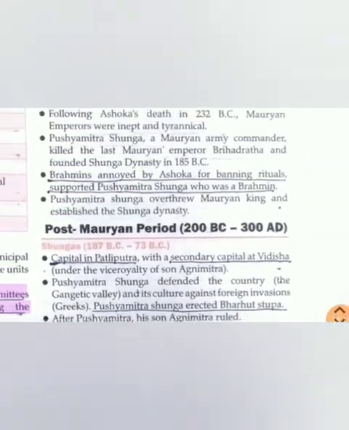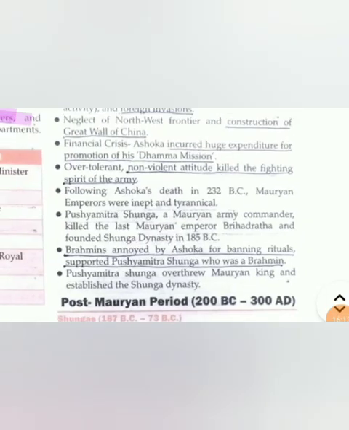So next, we are going to understand the 7 elements of state, or Kautilya's Saptanga theory. As we know, Kautilya's book Arthashastra discusses the administration of the Mauryan Empire.